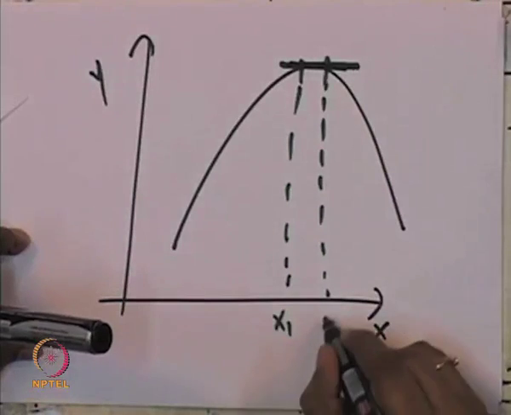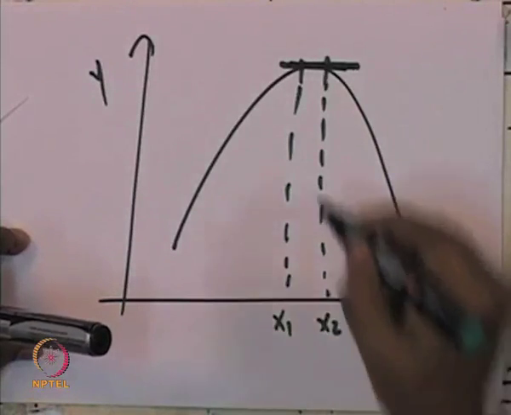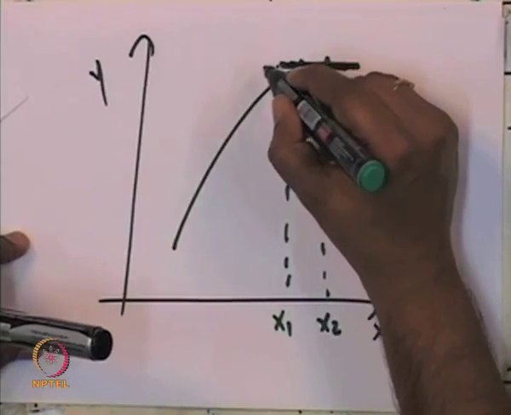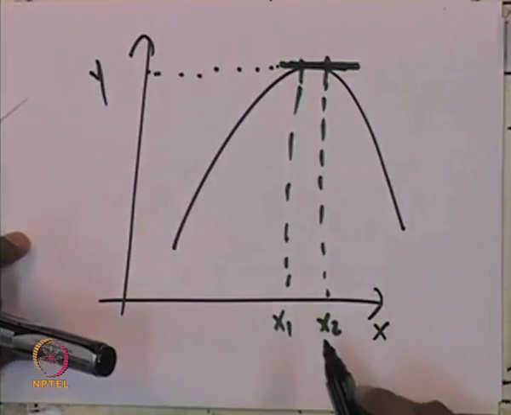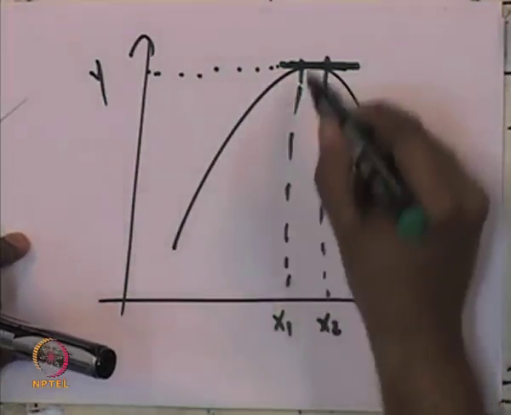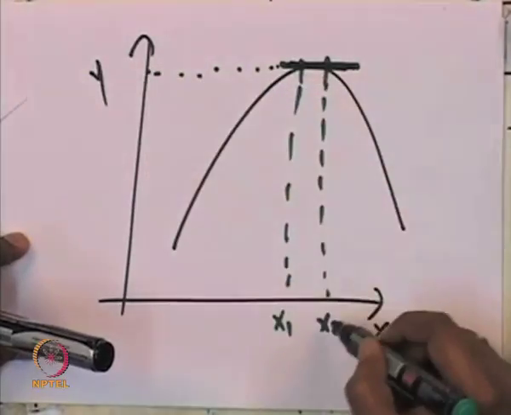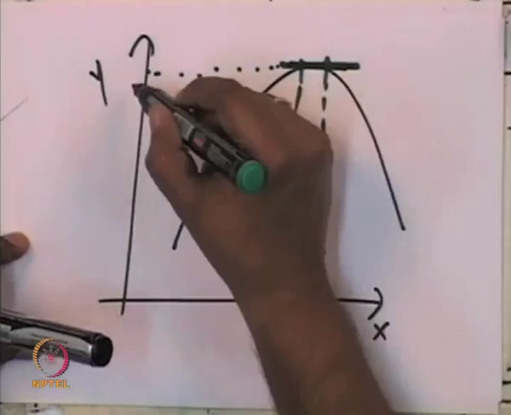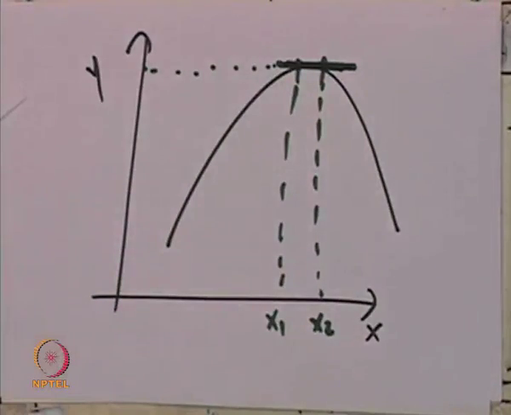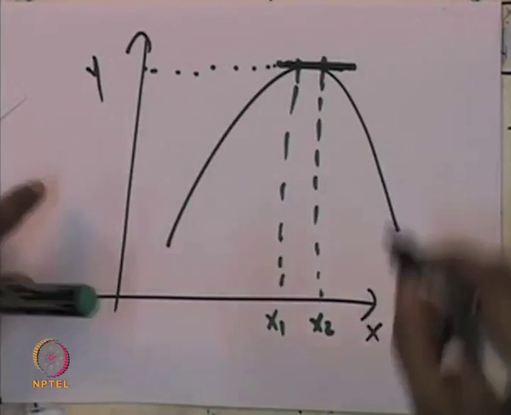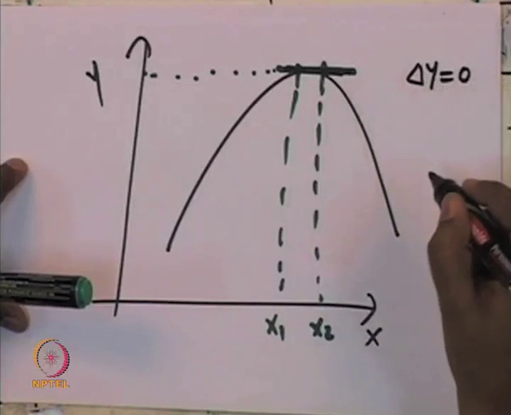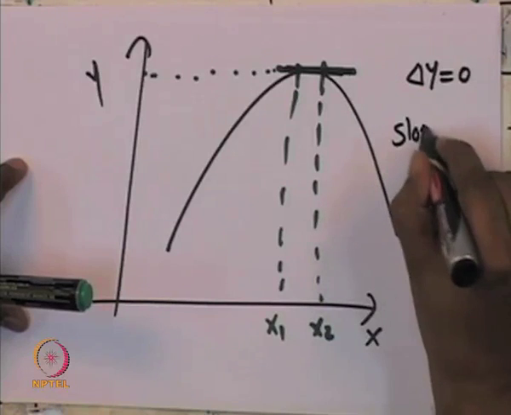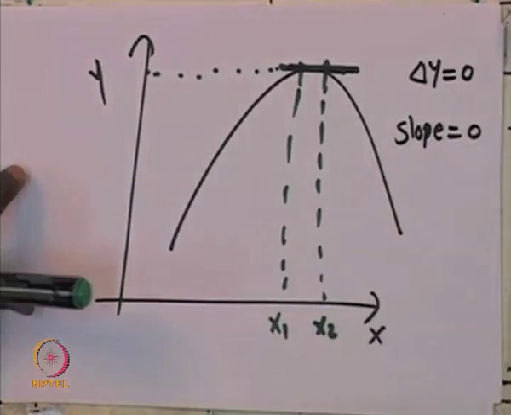this is x 1 and this is x 2, but for each of these x 1 and x 2, the y value is the same, the y does not change. So, y 1 equal to y 2. For x 1 you get the same y, for x 2 you get the same y. So, what does this mean? This means that y 1 and y 2 are the same, that means y 2 minus y 1 is 0. So, delta y is 0, that means slope is 0.